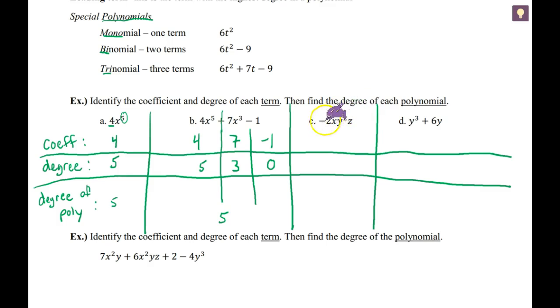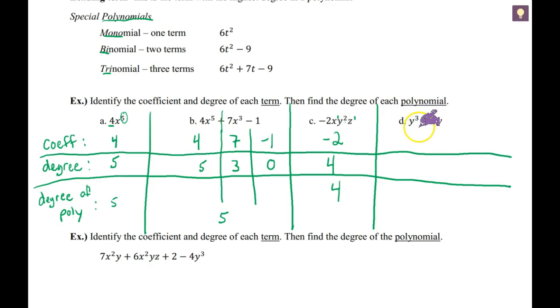On this one, sometimes students think this is more than one term, but it's not. There's no plus and minus in between these variables. This is all multiply, multiply, multiply. So this is one single term. The coefficient to this term is -2, and the degree is the sum of all the exponents. Sometimes I get the answer 2, but this is x to the first power, z to the first power. So there's 1 plus 2 plus 1. This term has degree 4. And again, since there's only one term, the degree of that polynomial is also 4.